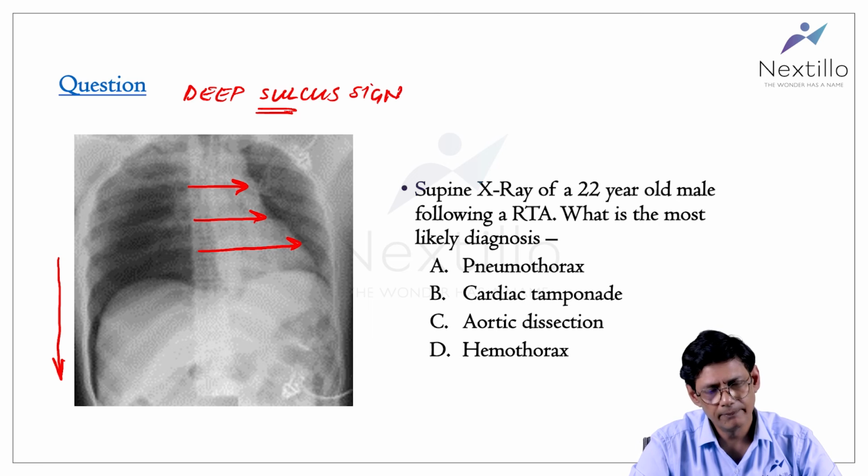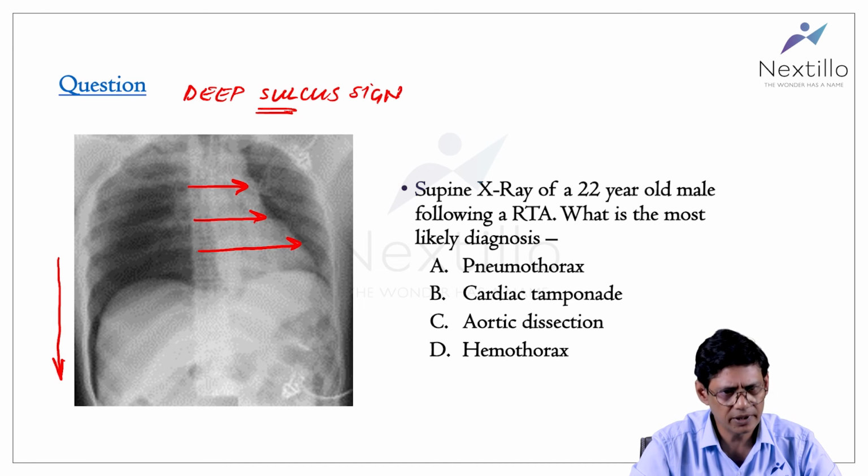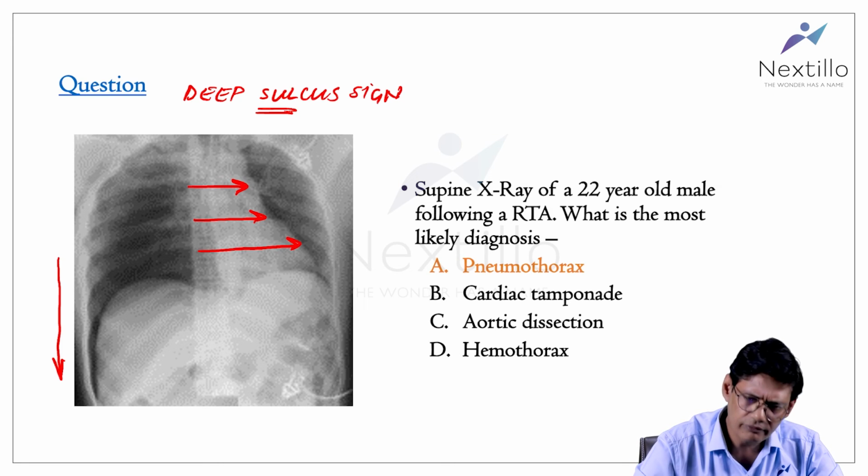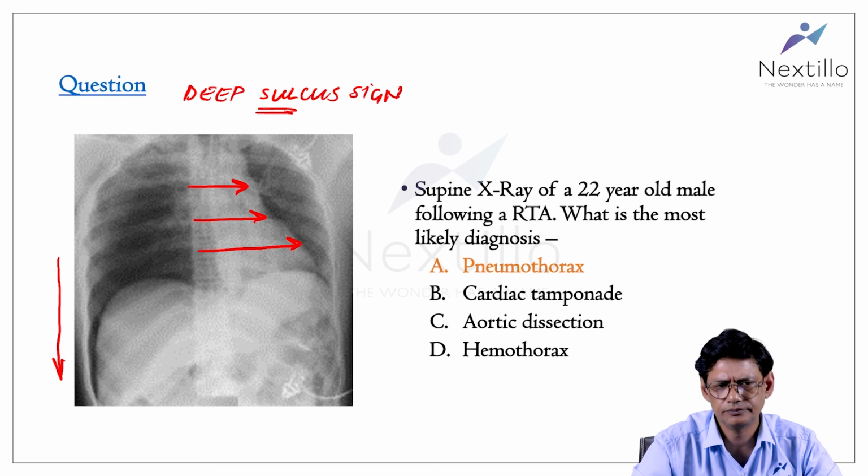Though there is some hyperlucency seen in this X-ray, it is not very clear. But anyways, this deep sulcus sign and the mediastinal shift is giving us a clue that this is an X-ray of pneumothorax.